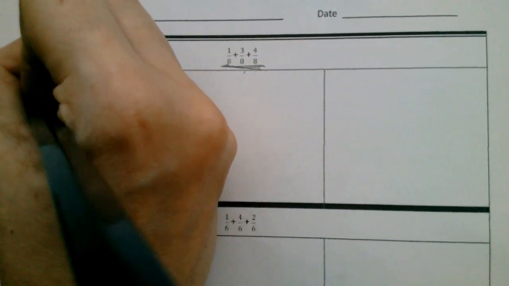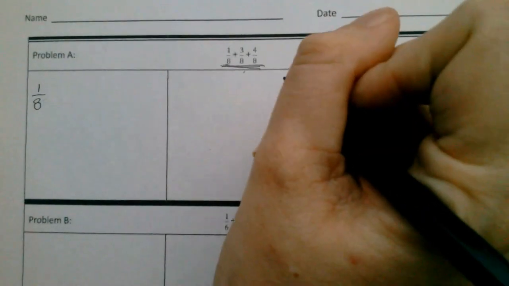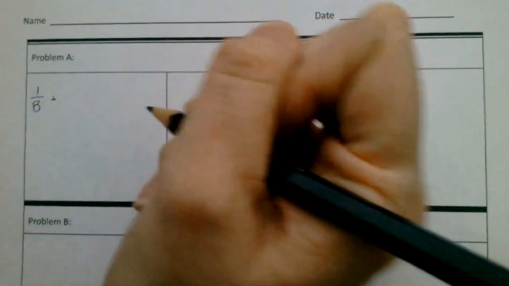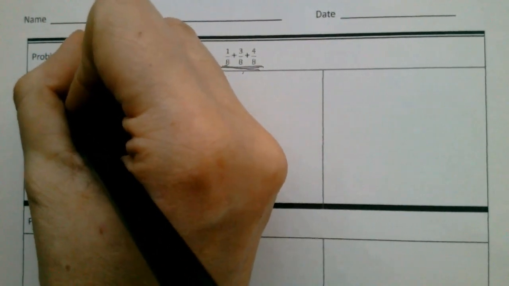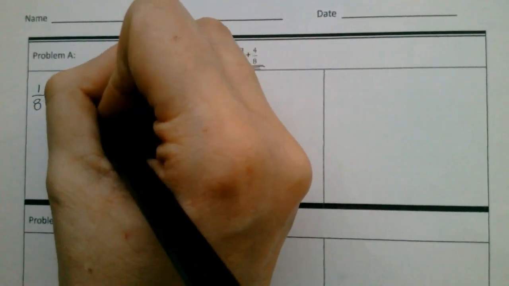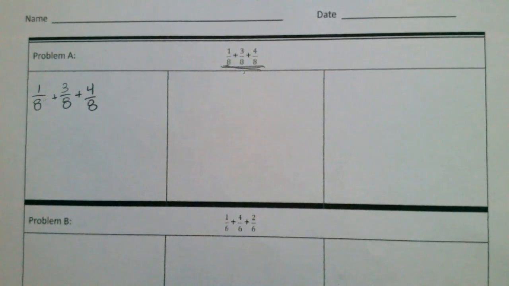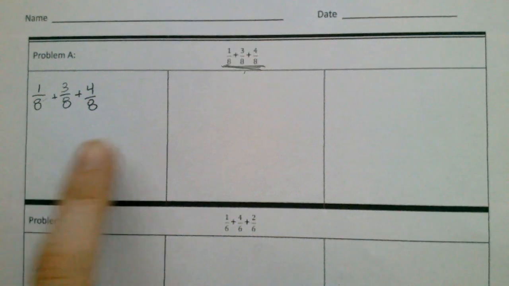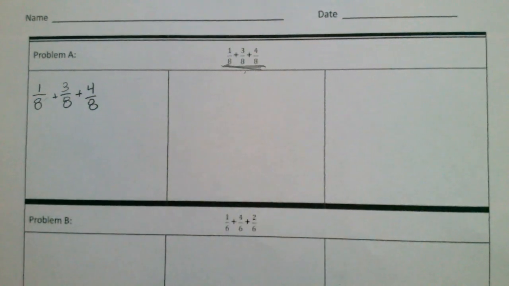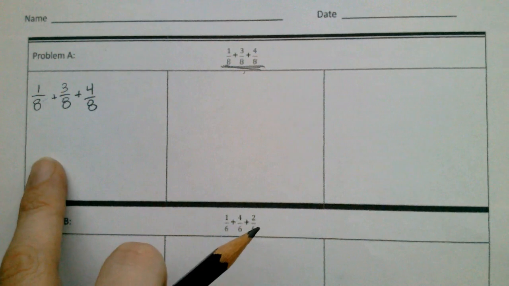So we're going to do 1/8 plus 3/8 plus 4/8. Write that on your papers now. Now, in each of our boxes, we are going to show a different way to solve this problem. Let's start off in our first box.